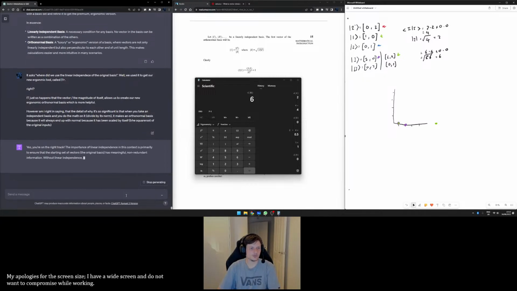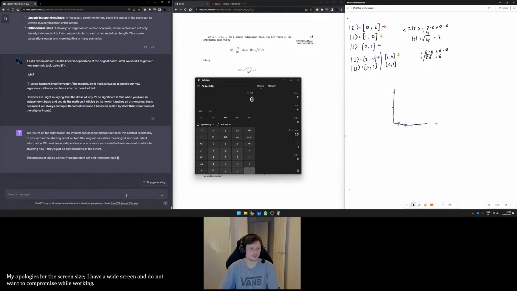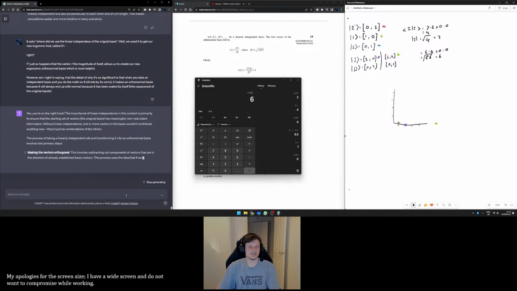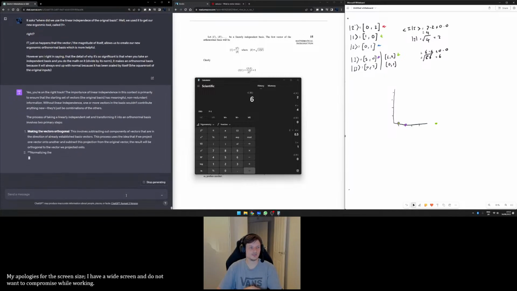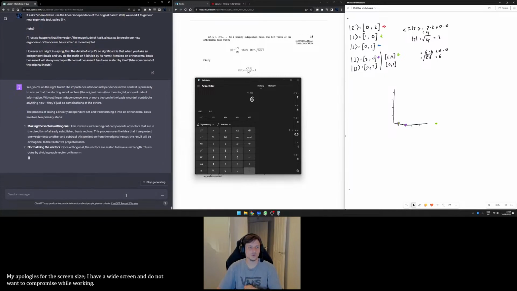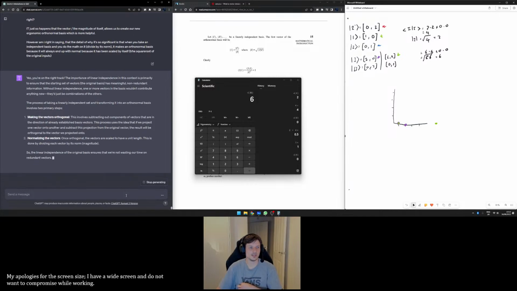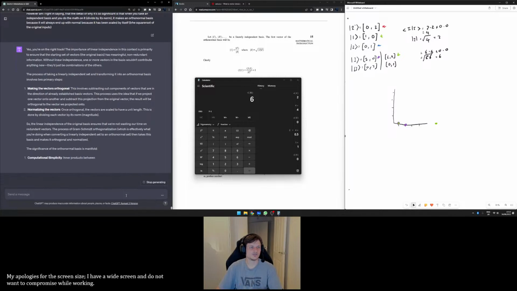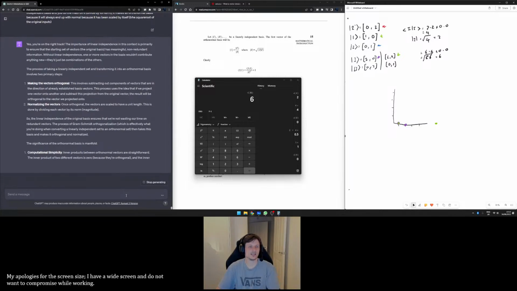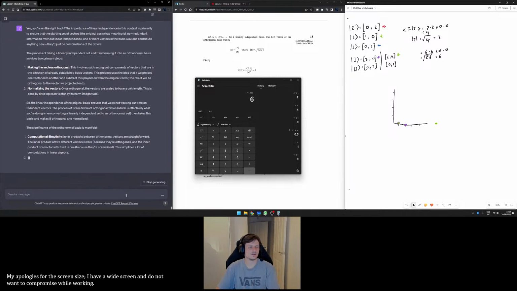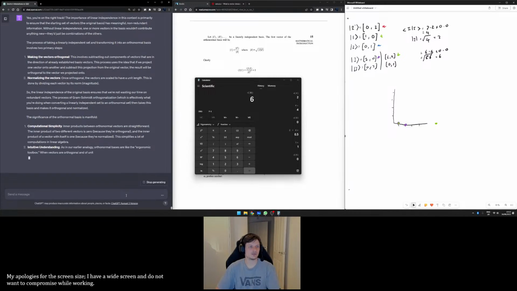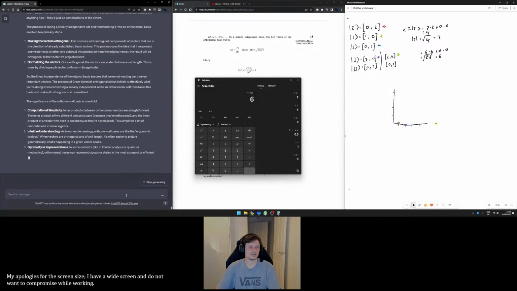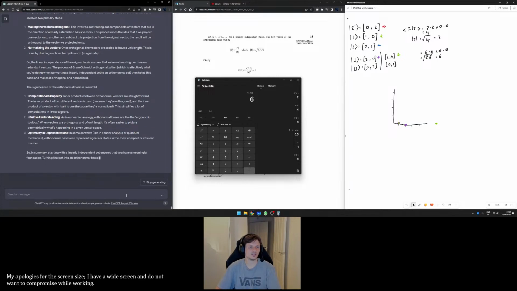Yes, you're on the right track. The importance of linear independence in this context is primarily to ensure that the starting set of vectors, the original basis, has meaningful, non-redundant information. Without linear independence, one or more vectors in the basis wouldn't contribute anything new. They'd just be combinations of the others. The process of taking a linearly independent set and transforming it into an orthonormal basis involves two primary steps: making the vectors orthogonal, and normalizing the vectors. So linear independence of the original basis ensures that we're not wasting our time on redundant vectors.